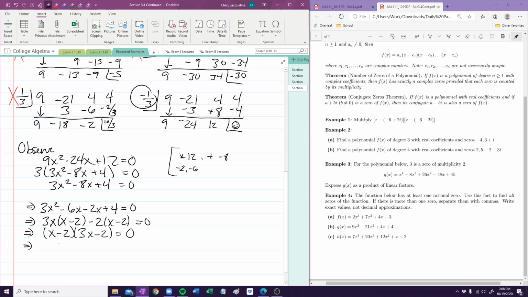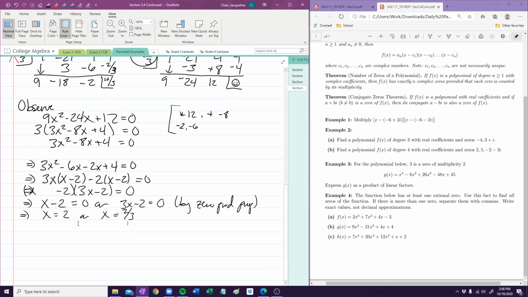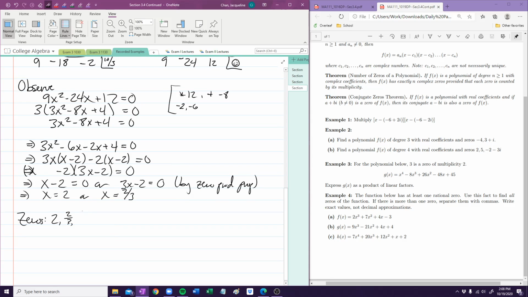Okay, so by the zero product property, I can have x minus 2 is equal to 0, or 3x minus 2 is equal to 0. So by zero product property. Okay, so then I'm left with x is equal to 2, or x is equal to 2/3. Okay, so what are my zeros? My zeros, so we have 2, 2/3, and then don't forget the one above, we have -1/3.